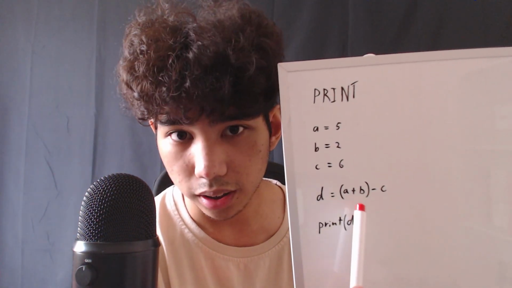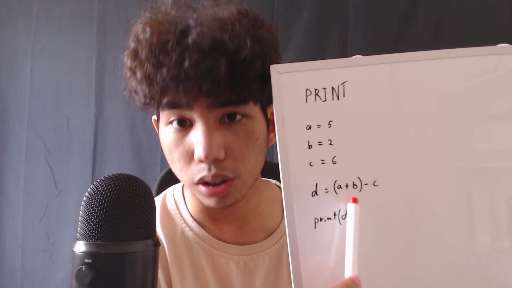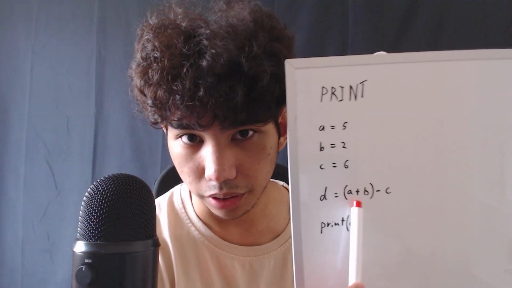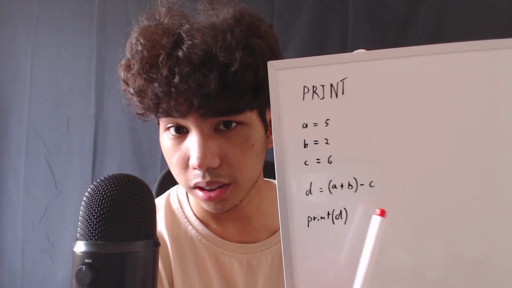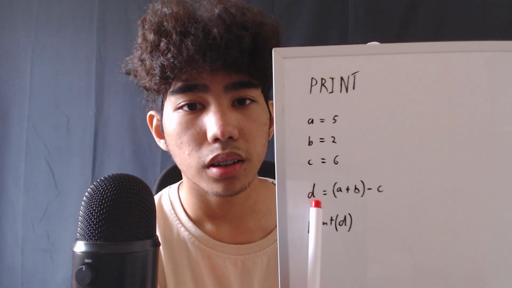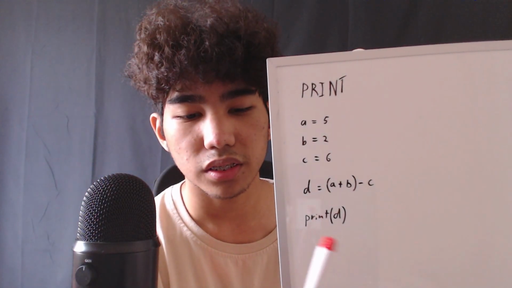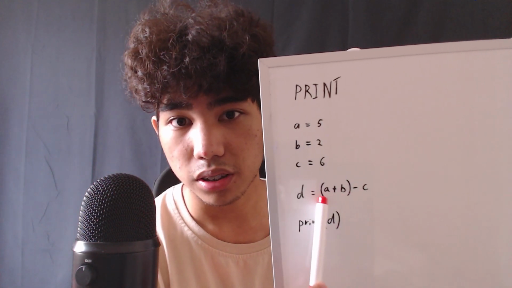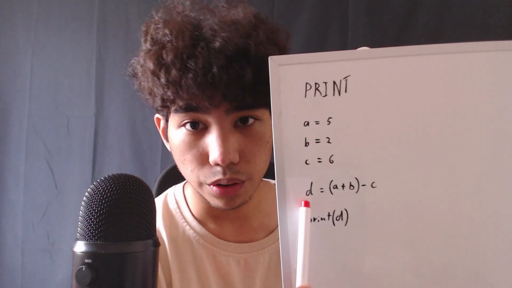7, good. And what's 7 minus C? Because remember, everything in brackets goes first. So 7 minus C. What is C? Perfect, it's 6. So 7 minus 6. Okay, that would be 1. So this entire equation right here would equate to 1. Therefore, D would hold the value of 1.